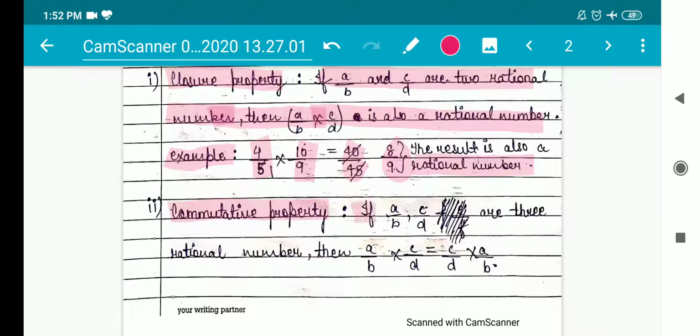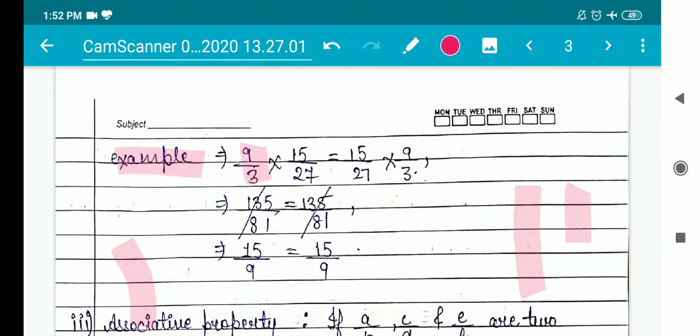The second property of multiplication is commutative property of multiplication. If a/b and c/d are two rational numbers, then a/b into c/d is equal to c/d into a/b. This means that there is no problem. If we change the position of the rational numbers, we will get the same result only. It means that LHS will be equal to RHS only.